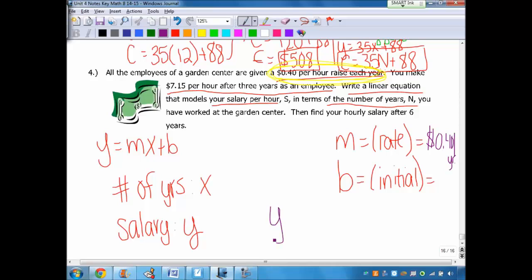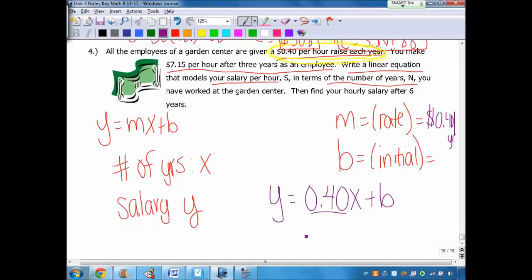So we would say y equals 0.40x plus b, because the slope is 0.40. Now the b is your initial amount. How much did you make when you were first hired? Well, in order to figure that out, we need some more information. We know that after 3 years, you make $7.15 per hour. So I can plug that information into my equation right here by plugging it in for y and x. So y is your salary, right? So your salary is $7.15.